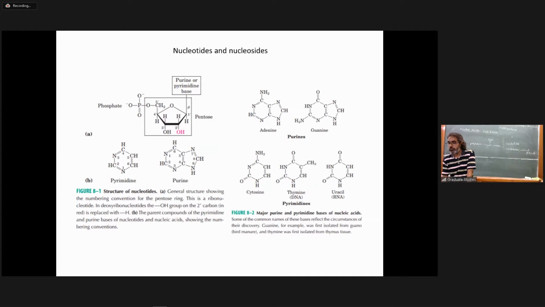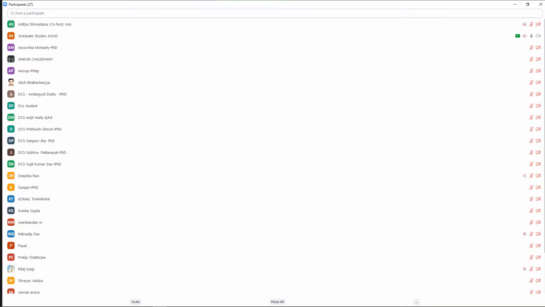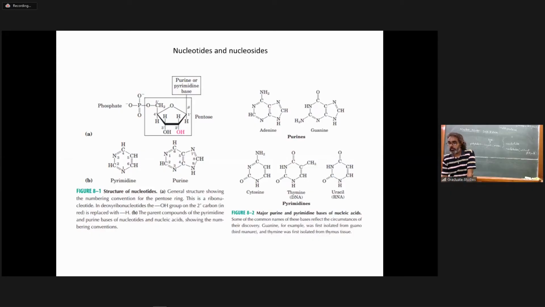Okay. Now the base is attached at the carbon 1 prime. Okay. So again, I'll discuss about what are these bases. And at the 5 prime carbon, a phosphate group is attached. Okay, PO4 2-. So there is one hydroxyl group which is labeled at C2 prime carbon. Okay, if that hydroxyl group is present, then it's basically ribonucleic acid. Okay, if that hydroxyl group is replaced by a hydrogen, then you have what is deoxyribonucleic acid. Okay, so DNA and RNA.